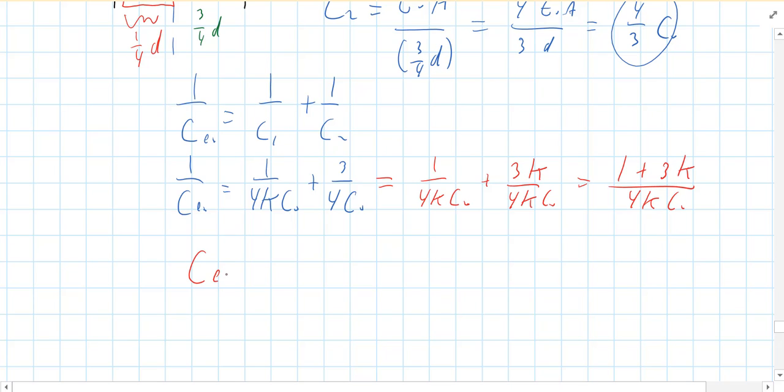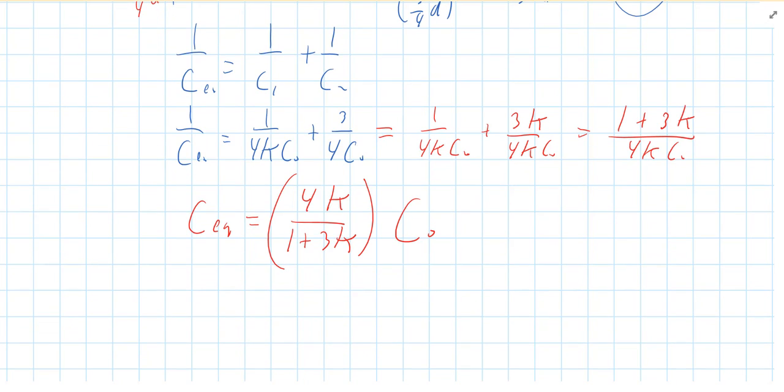And then C_eq, I just flip that over. So it's 4 times the strength over 1 plus 3 times the strength, all times C naught. So this is my equivalent capacitance in terms of the old capacitance.